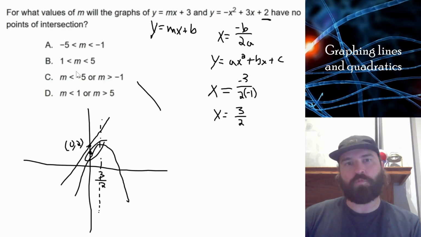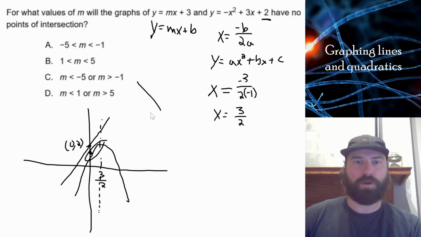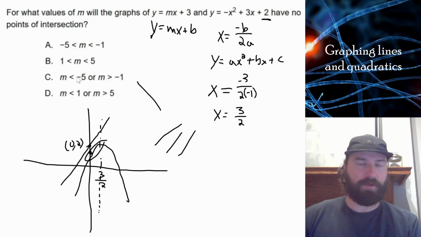B, a slope of 1 to 5, looks like something like this. A slope of positive 1 to positive 5 is going to be somewhere that looks like this. A positive slope goes up and to the right, and this looks about right. So I'm going to keep B in mind as a possible answer.